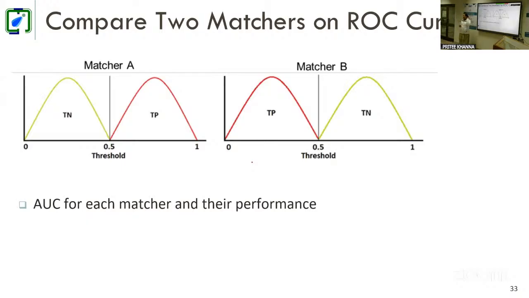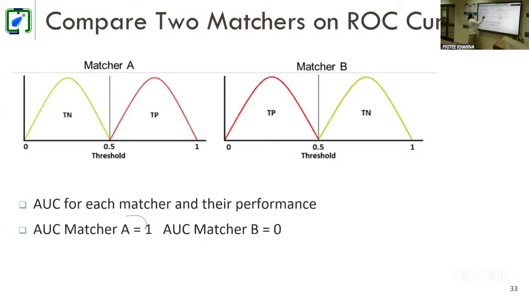Remember how the probability scores were there? First your non-match and then your match. And this is a completely flipped situation. Right? Your match score is small. Right? Non-match. Okay. So here you can see that AUC, area under the curve for matcher A, is 1.